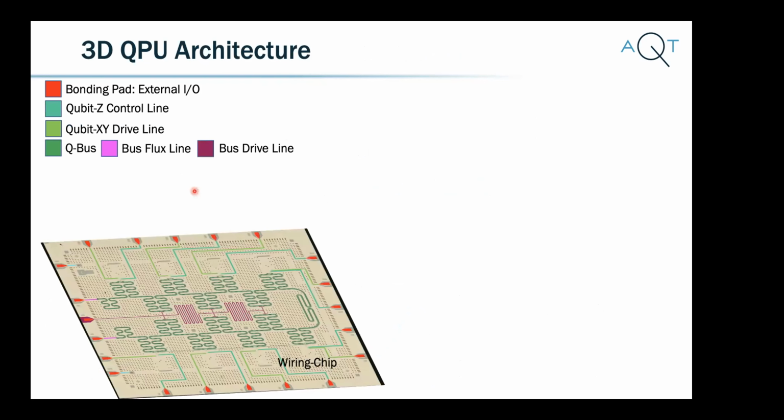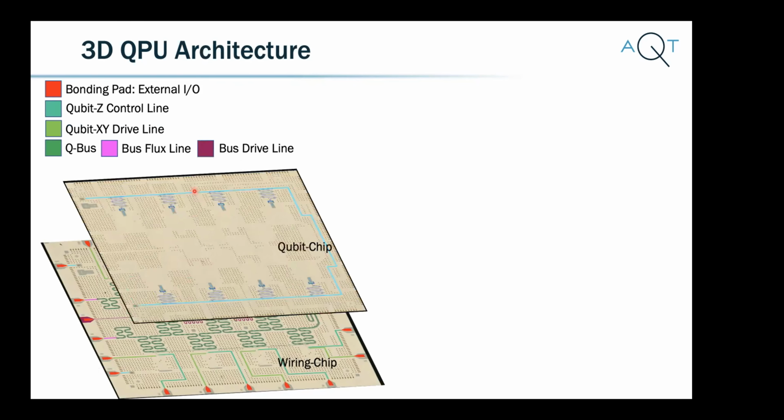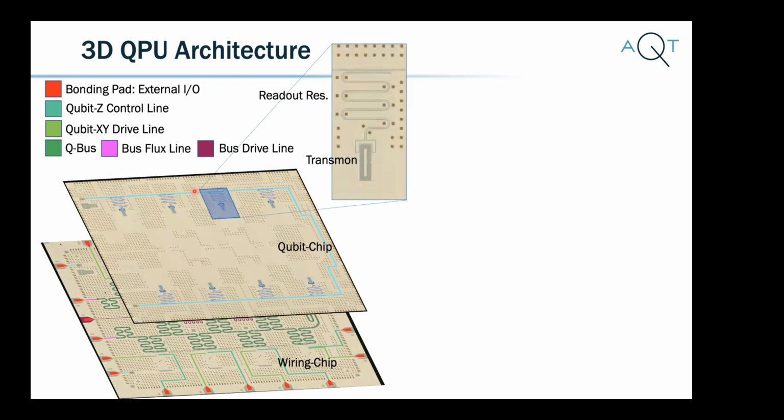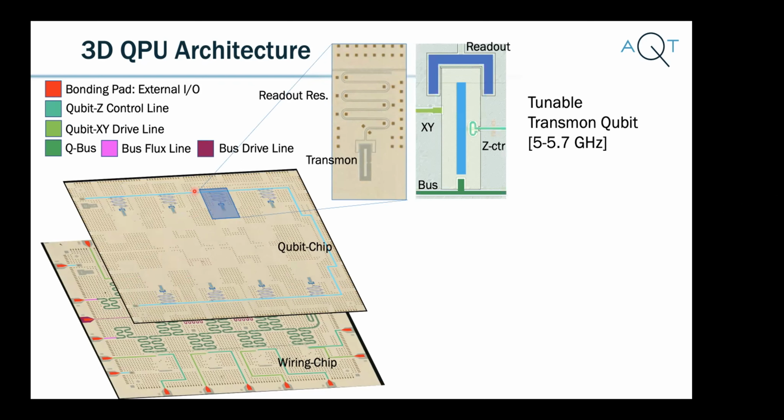We also incorporated a 3D integration architecture to allow us to maintain the high controllability of transmon qubits and incorporate this dense, bulky coupling element and all the control wiring associated with it, as you can see here. All the elements are located on a silicon chip called a wiring chip. The qubit chip is separately fabricated on another silicon chip and is flip-chip bonded onto the wiring chip. The qubit chip, as the name suggests, contains a qubit, readout resonator, and other wirings, and the transmission line is used to probe the readout resonator. The qubit is a tunable transmon qubit between 5 and 5.7 gigahertz.